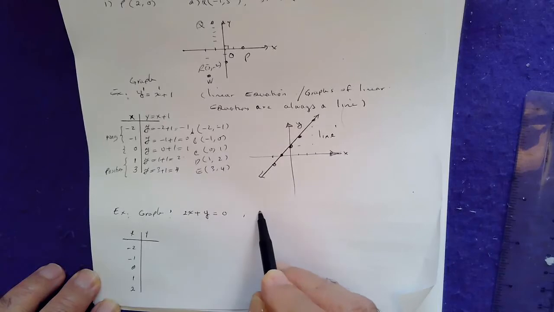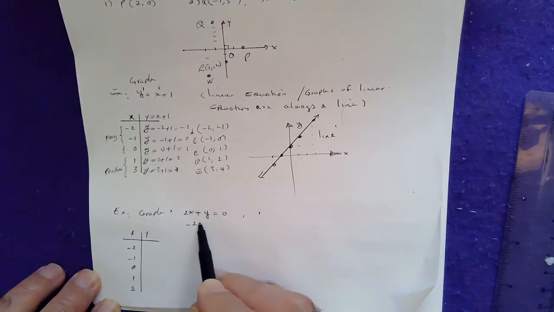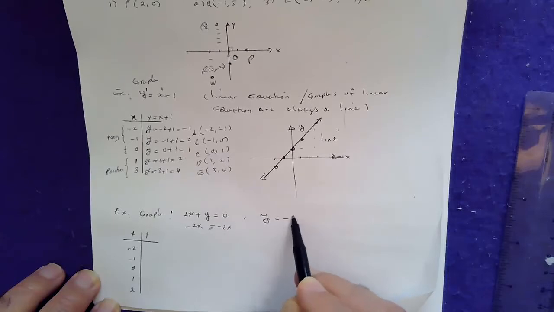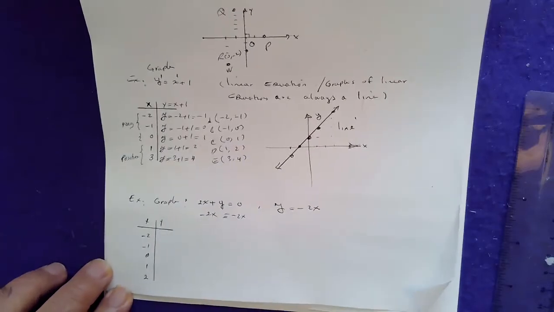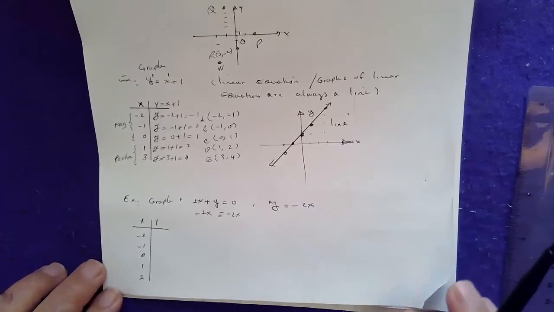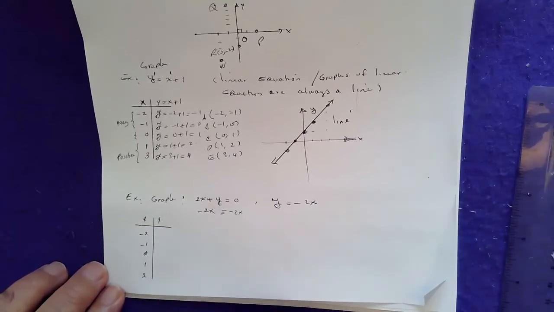First thing I do is solve the equation for y. So I subtract 2x from each side, so I get y is equal to negative 2x. There's a much better way to graph these lines, but it's coming up in the later sections of chapter 3. For now, we're just going to plot points.